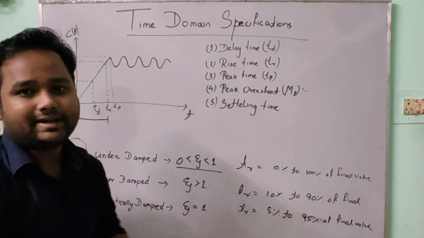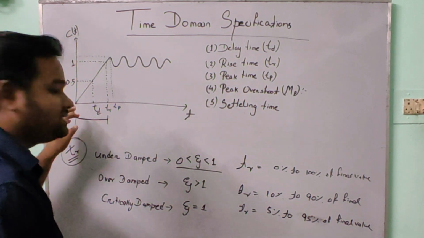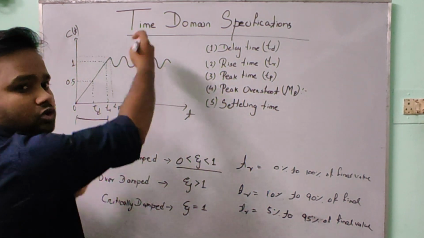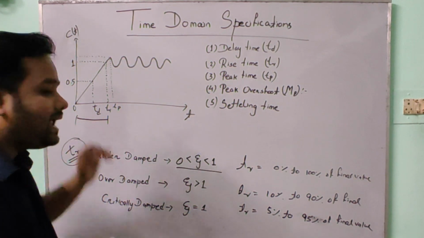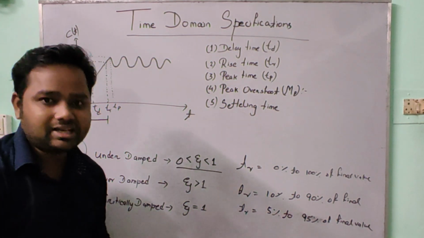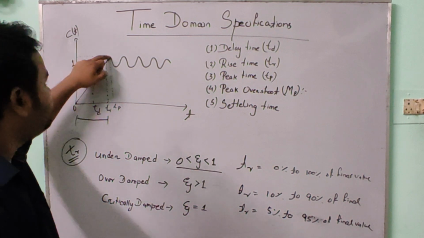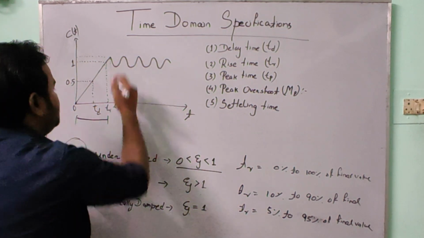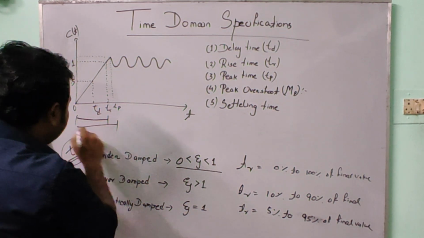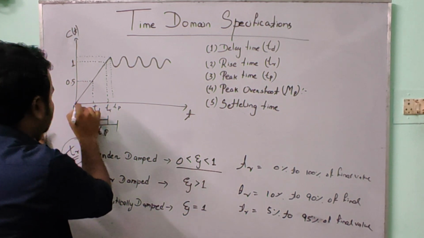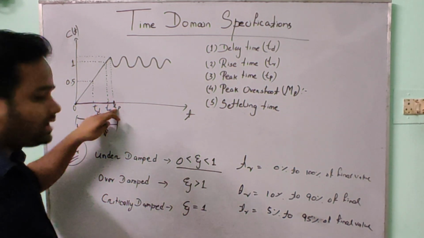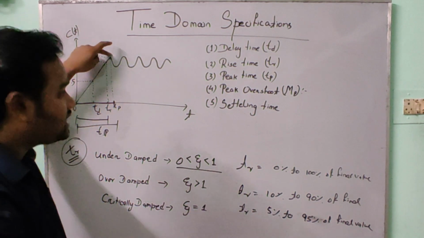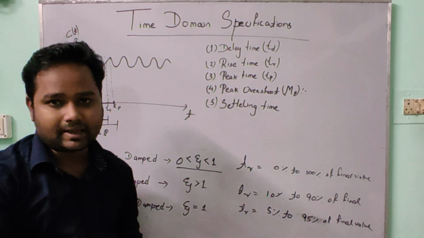Next we go for the peak time. Peak time means the time taken for the output signal to reach from 0 to the maximum value, the peak value. Here it is TP, from 0 to TP. The time taken to reach the peak value is known as peak time.